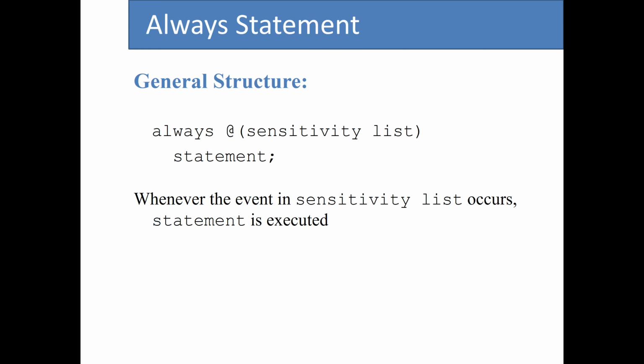For defining flip-flops, we use always statements. The general structure of an always statement is something like this. We have the keyword always, then the @ sign, and inside the parentheses we have the sensitivity list, and then after that we have the statement that we want to be executed. Whenever an event mentioned in the sensitivity list occurs, the statement is going to be executed, but at other times the statement won't be executed.